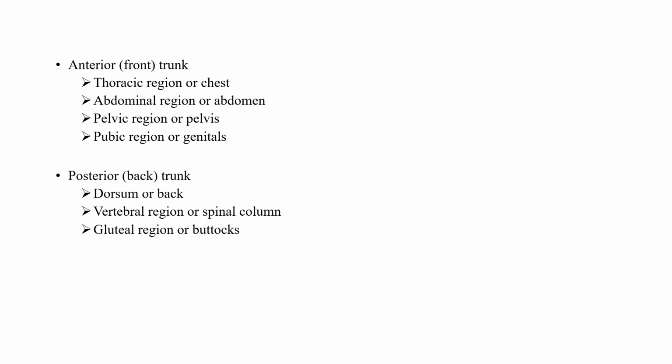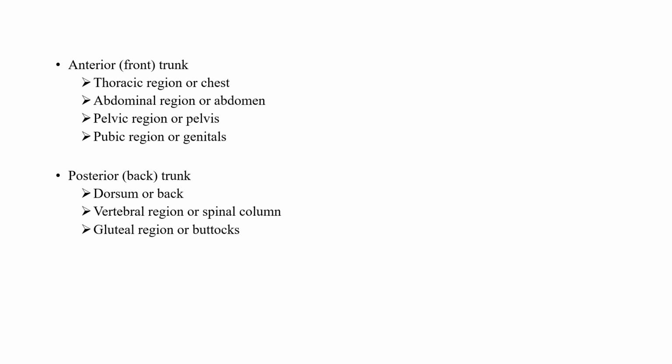The abdominal region is typically referred to as the abdomen and it is found on the anterior side of the trunk. The pelvic region consists of the pelvis and it is also on the anterior side of the trunk. The pubic region contains the external genitals and is the last of the anterior trunk regions.